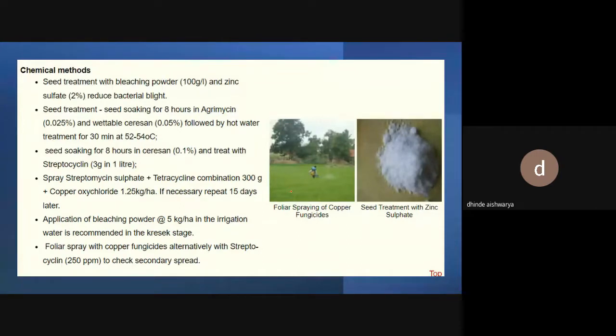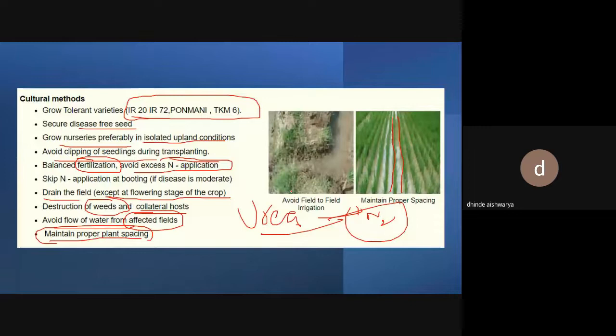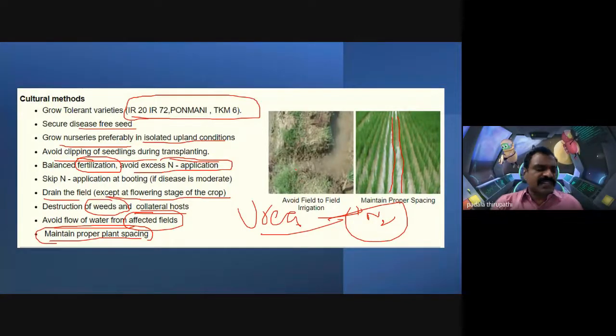Sir, I have a doubt on the last page. Yes. Sir, what is avoid clipping of seedlings during transplanting? Yes, my dear friends, have you ever seen how paddy is cultivated in your nearest croplands or agriculture field? Anybody? Generally, we are transplanting this paddy. We take the seedlings.